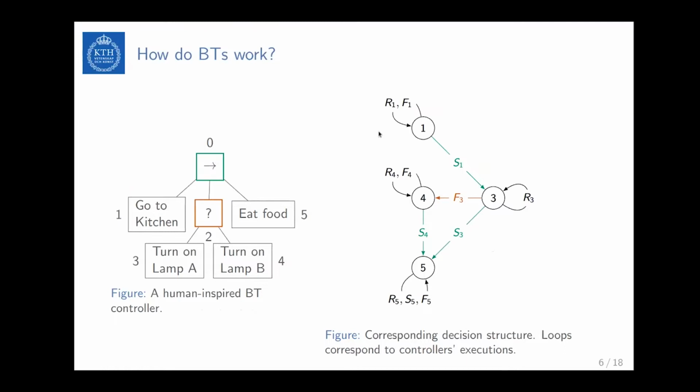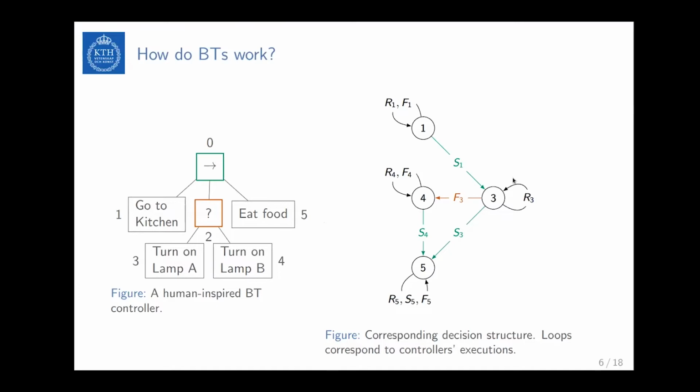So we start with node 1, which is go to kitchen. If we're successful at going to the kitchen, then we go to the next action, turn on lamp A. If lamp A fails, then we go to action 4, which is turn on lamp B. If it succeeds, then we go directly to action 5. And so you can see there are 2 different paths to get to action 5, which is eating food.